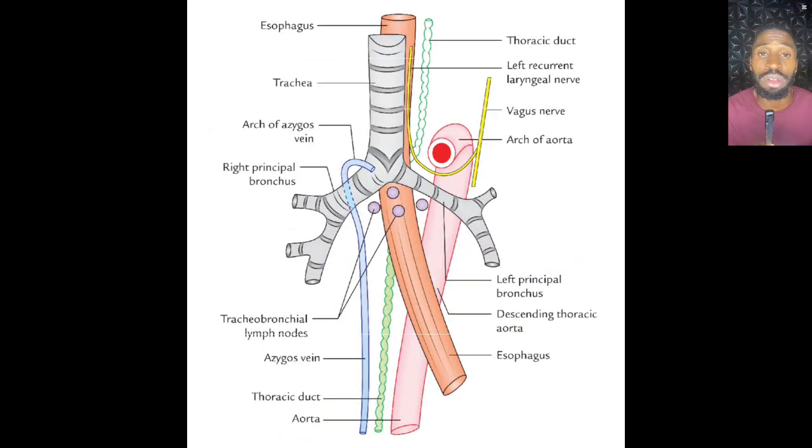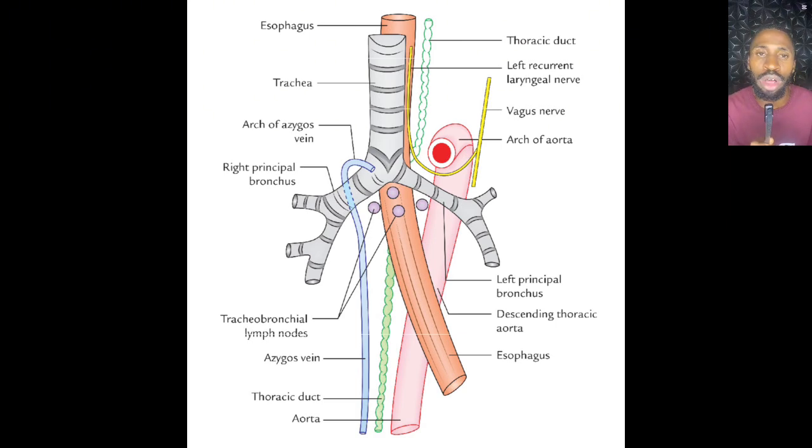The first one is the esophagus. Next one is the thoracic duct. Then we have the descending thoracic aorta and its branches. Now the next one here is the azygos, the hemiazygos, and the accessory hemiazygos vein. So you have the azygos, you have the hemiazygos, and you have the accessory hemiazygos vein.